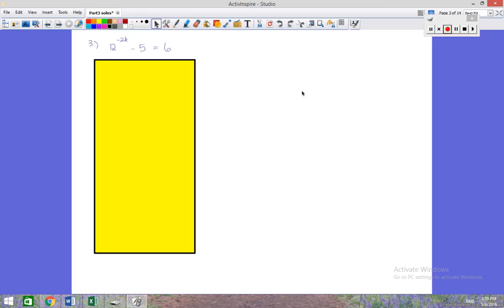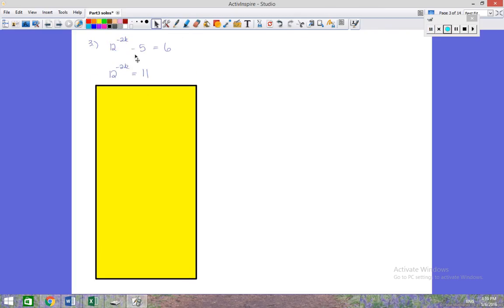Alright, so in this next one, we have another exponential equation. But this time on the left-hand side, we have 2 terms. And whenever we have 2 terms, let's focus our attention on the term that contains our variable. We want to get that term isolated by itself, so we're going to add 5 to both sides. When you add 5 on the left-hand side, that cancels with the negative 5. That's why we did it. And 6 plus 5 is 11.